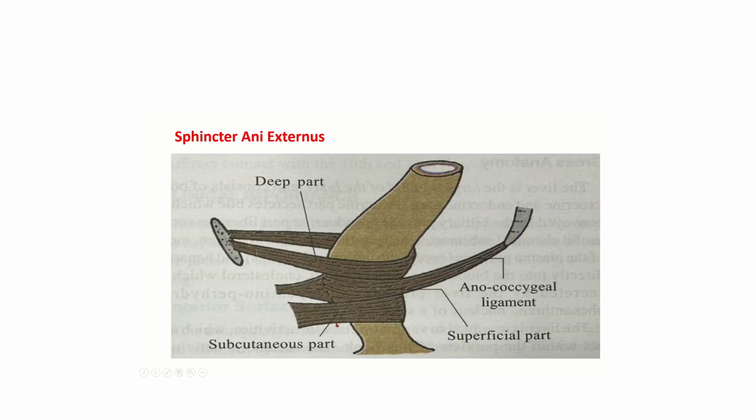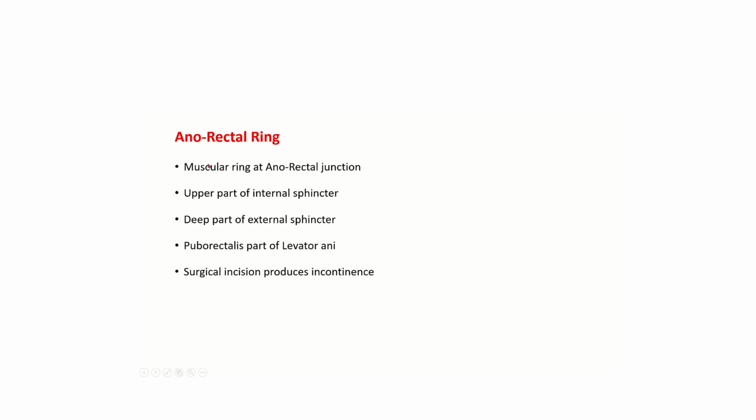A few authors consider the sphincter ani externus like this: the deep part is representative of the puborectal sling of levator ani, and the middle or superficial part takes origin from the tip of the coccyx through the anococcygeal ligament and is inserted to the perineal body, whereas the subcutaneous part surrounds the anal orifice and is inserted to perianal skin. The anorectal ring is a muscular ring at the anorectal junction. The upper part of the internal sphincter, the deep part of the external sphincter, and the puborectal part of levator ani all contribute, and surgical incision produces incontinence of feces.